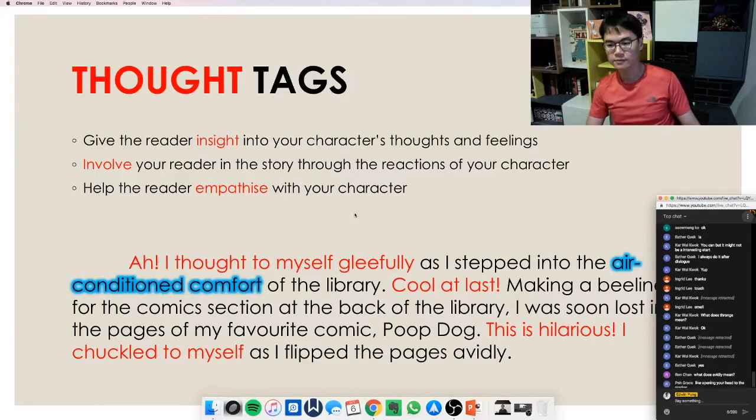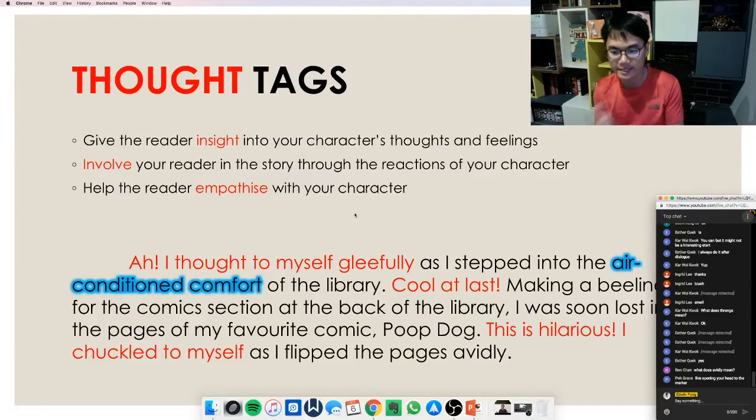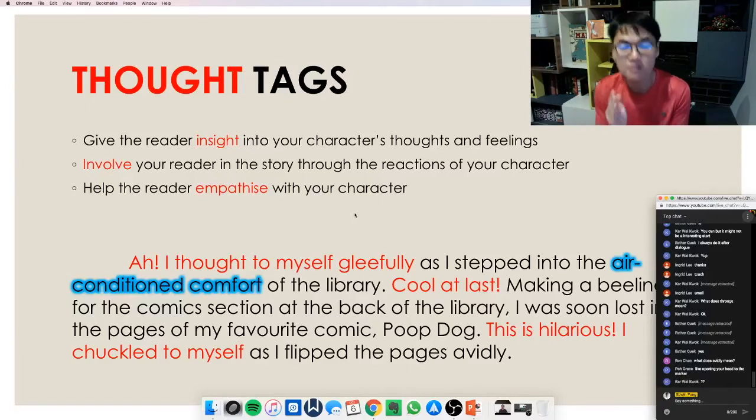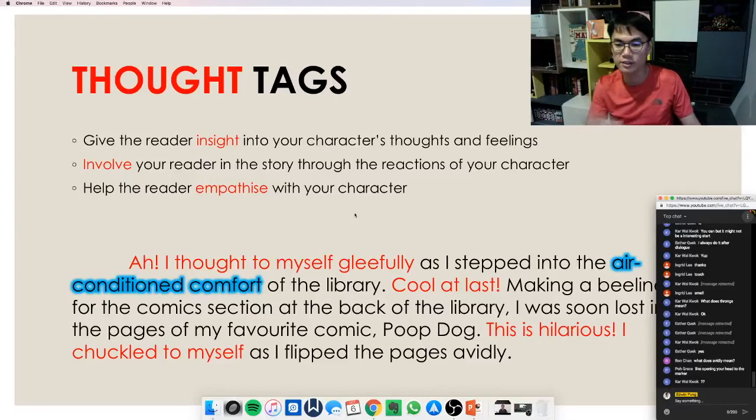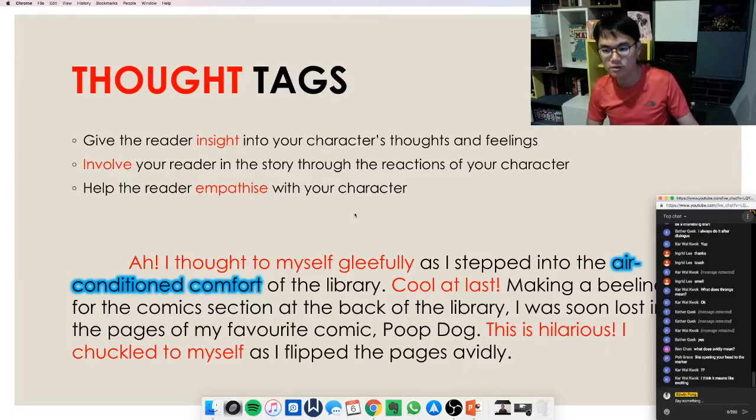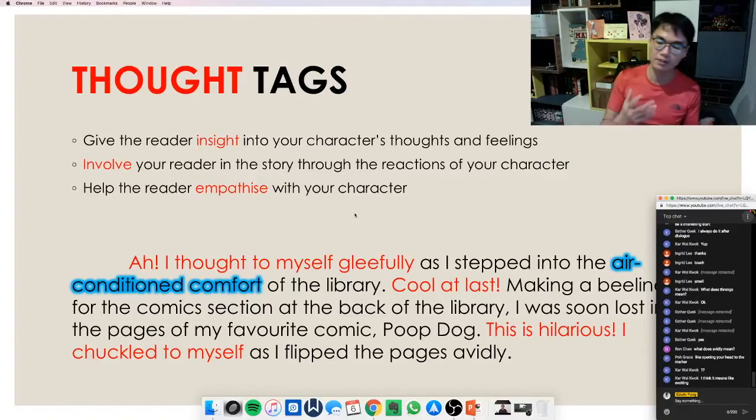Okay, avidly means really enthusiastically. Very enthusiastically, like you're really into it, you know, you're kind of turning the pages very excitedly. Okay, so that's what avidly means. Yes, Aiden, it means to open your head up to the reader, not the marker, the reader, the person who's reading your story. Okay, yeah, that's right, avidly means very excitedly. Okay, right, so this is the second strategy, thought tags.